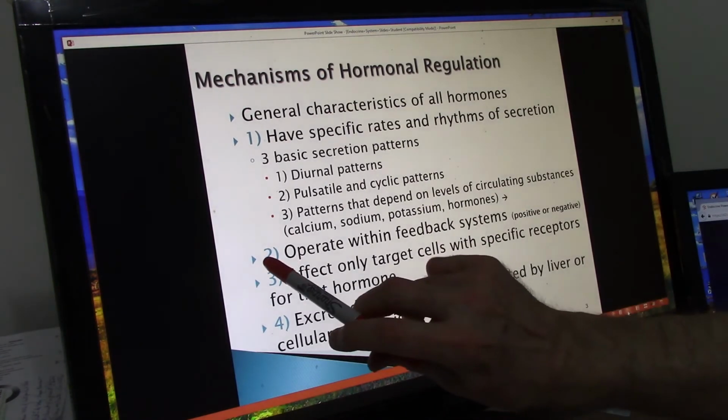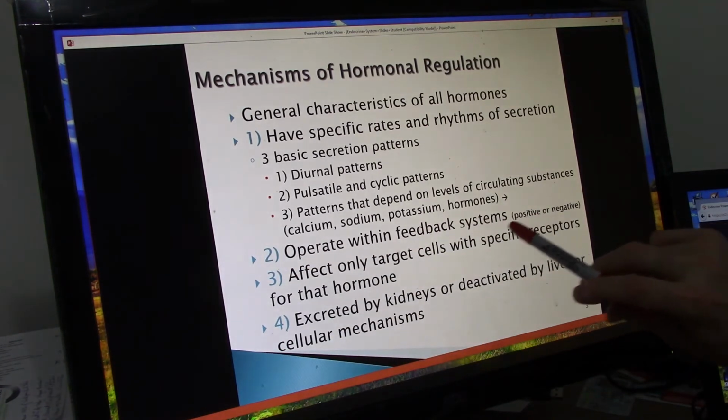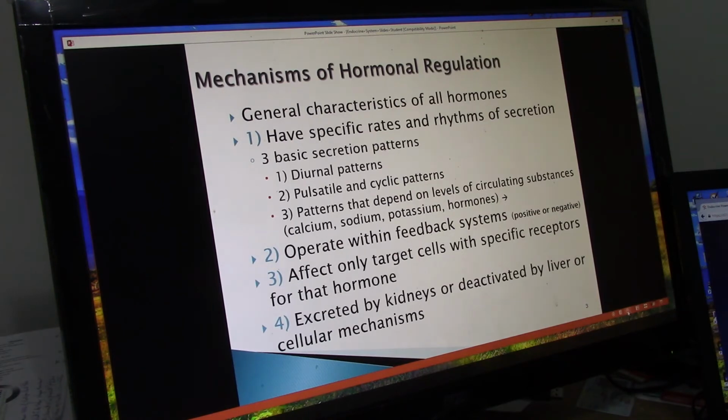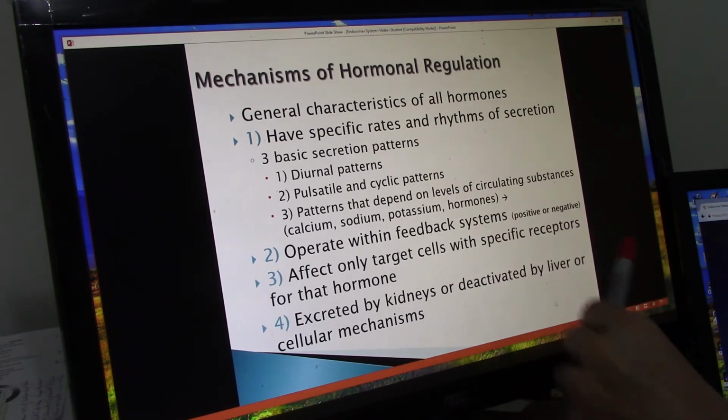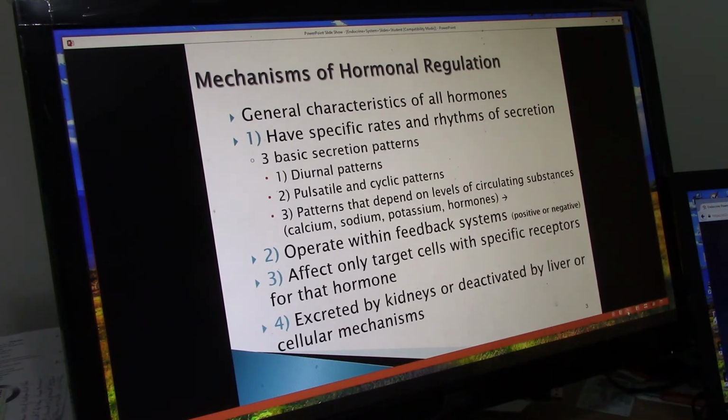And the real key here is number 2, that they operate within a feedback system. And for our purposes, I think almost all of the hormones we're going to talk about today have a negative feedback. Now, some of the hormones related to fertility and ovulation have a positive. They actually feed on themselves. But I think most of the ones that we're going to be looking at will have a negative feedback. That is, when the hormone gets high enough in the blood, it will begin to turn off the secretion.